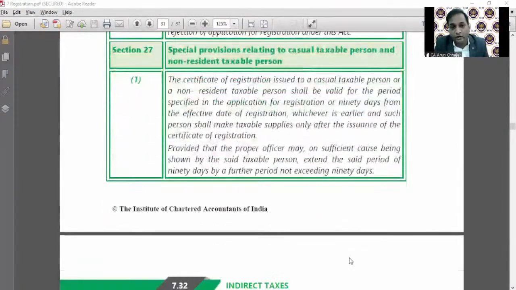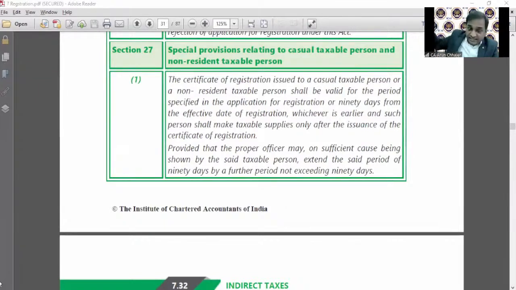So now we are talking about casual taxable person and non-resident taxable person. We are talking about CTP and NRTP multiple times, but what is the meaning of CTP or NRTP? First, I will explain with the help of an example, then we'll read the language. Mr. Arun is located in Maharashtra, but he would like to come to Delhi to participate in the Pragati Maidan trade fair, from where he would like to make taxable supplies.